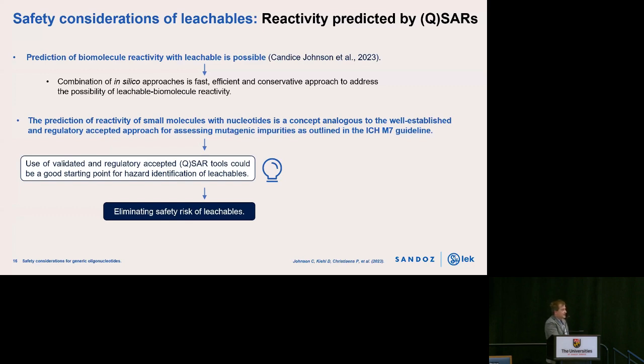And also, when I was thinking about this topic from a toxicological point of view, I was actually surprised because, in a way, this is very similar to what we already do in the scope of ICH M7 evaluation. So, in both cases, you have a small molecular impurity binding to nucleic acids. So, perhaps a good starting point would be the use of already validated and regulatory accepted QSAR tools, which are used within the scope of ICH M7 evaluation to really determine these hazards of leachables. And this could ultimately lead to eliminating any safety risk they pose.